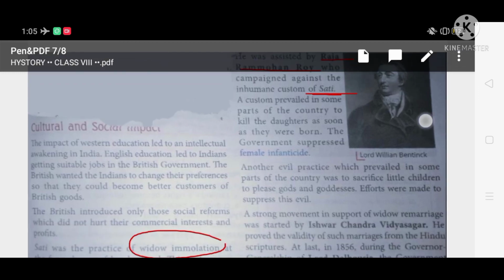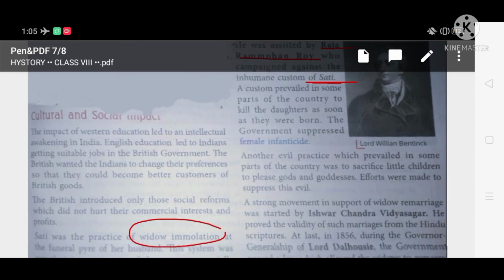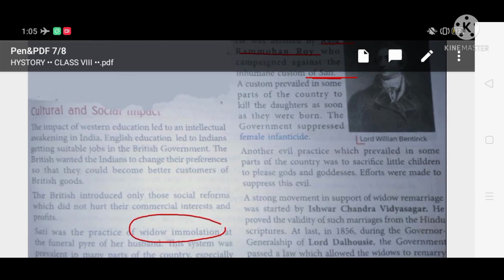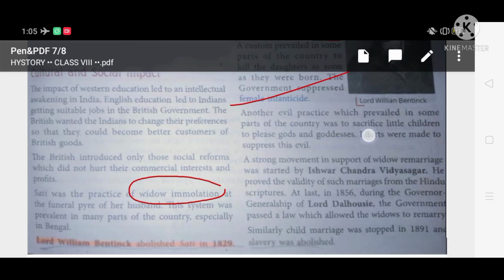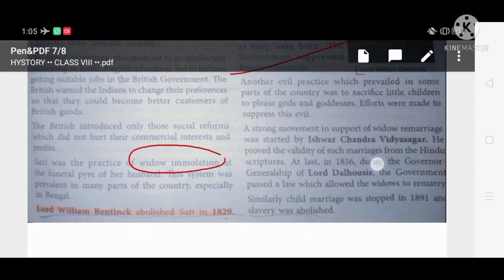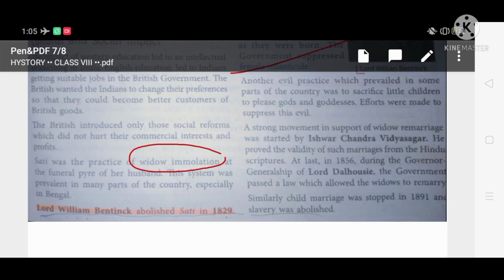The custom prevailing in some parts of the country was to kill daughters as soon as they were born. This is known as female infanticide. This is also an evil practice, because as soon as a girl child is born, they would kill her. Another evil practice which prevailed in some parts of the country was to sacrifice little children to please gods and goddesses. Efforts were made to suppress these evils. What a bad thing, right?